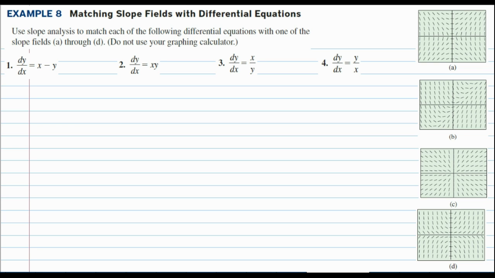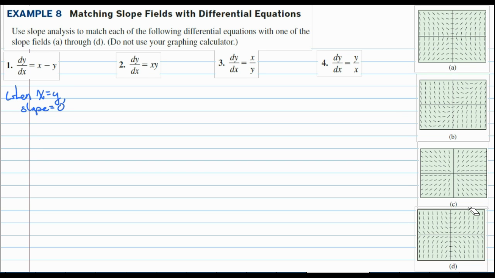Alright, so number 1, dy/dx equals x minus y. A little bit of analysis of that is that when x equals y, the slope is 0. If the point is 1 comma 1, 2 comma 2, 3 comma 3. So looking at these slope fields right away can get a little overwhelming.